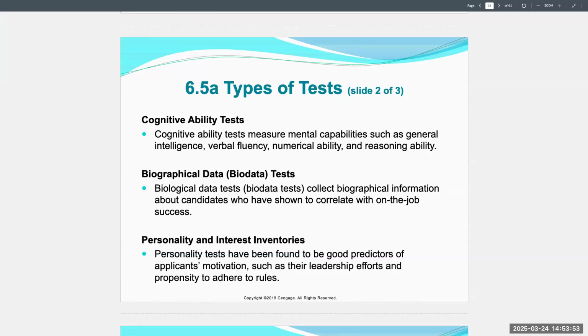Emotional intelligence assessment refers to a person's ability to receive, manage, and regulate emotions.